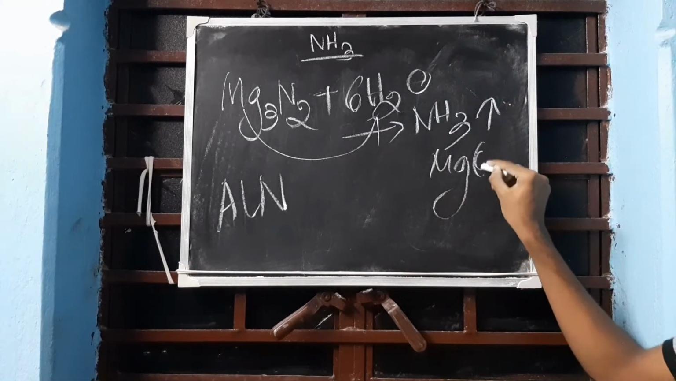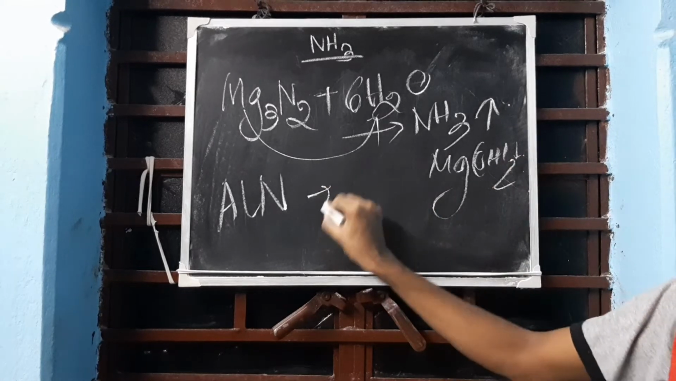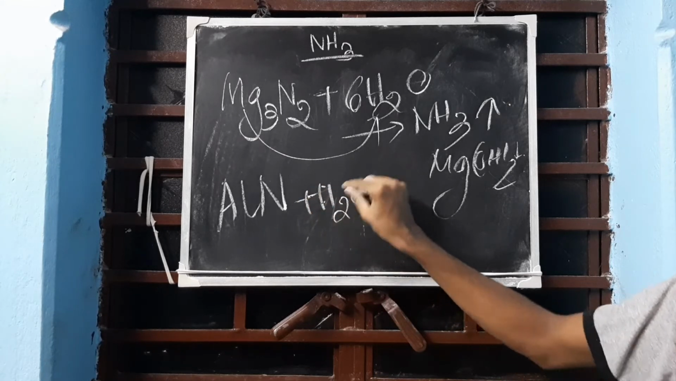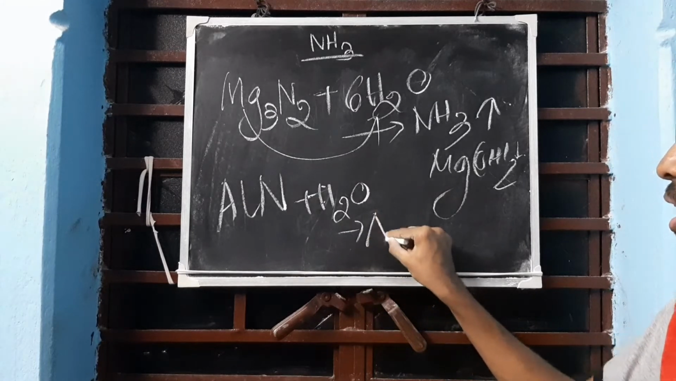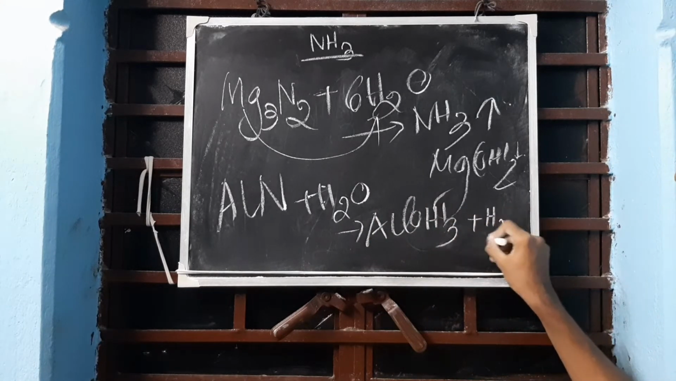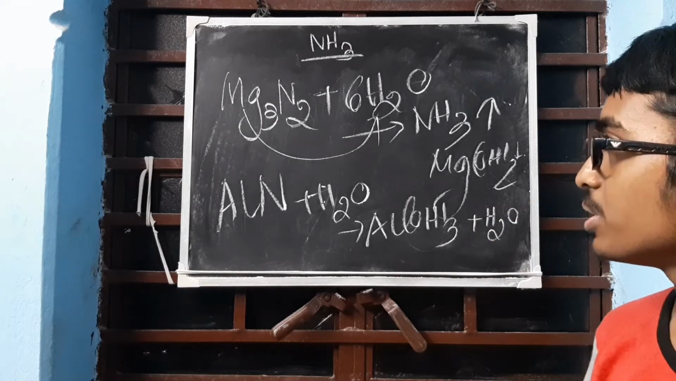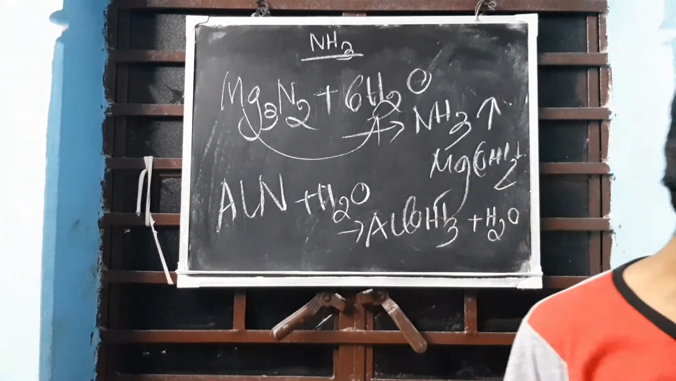Mg(OH)2 in this case. Clear? That is a precipitate. So what will be in this case? Along with water, the formation will be ammonia gas obviously, and another product will be aluminium hydroxide, that is Al(OH)3. Clear? So whenever you add Mg3N2 with H2O, you get ammonia gas, along with that the respective hydroxide. Clear?